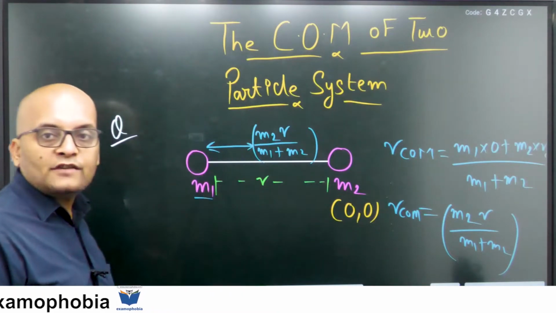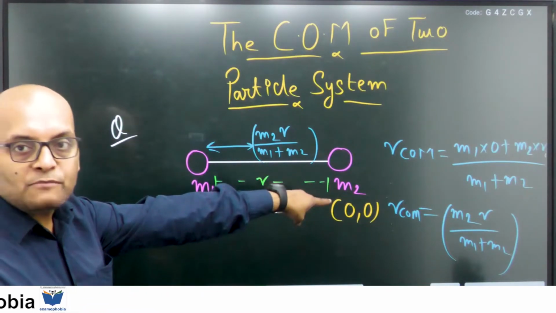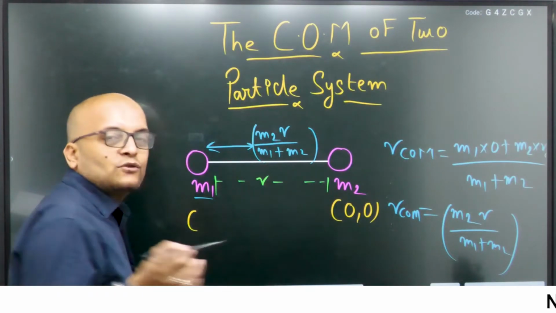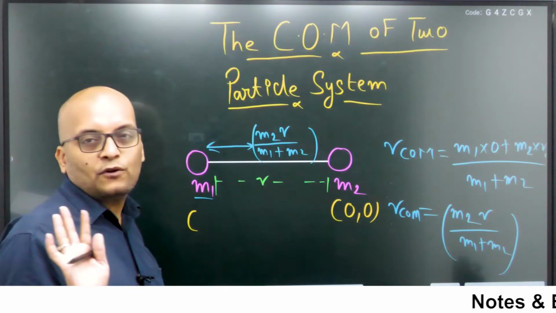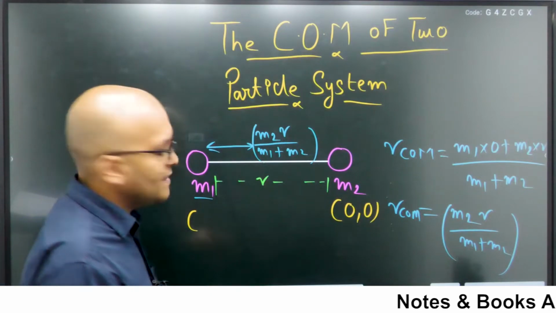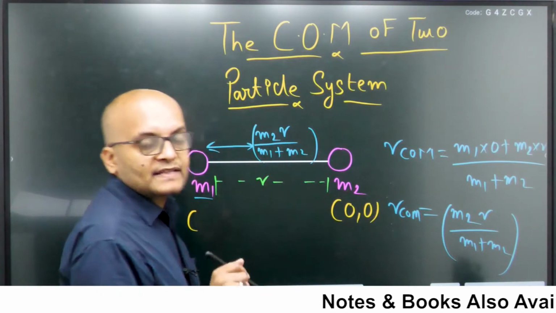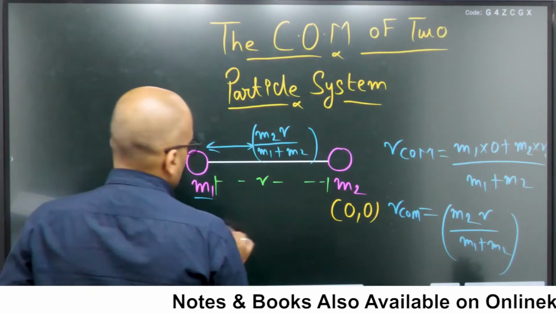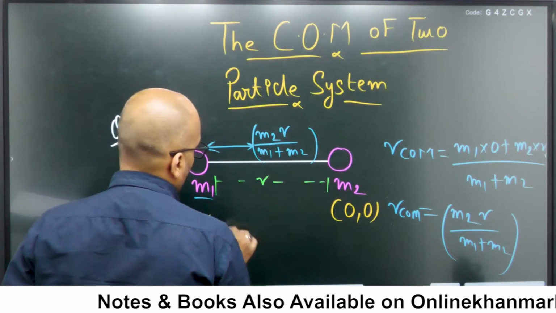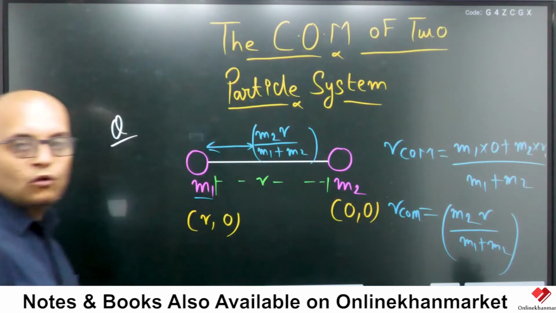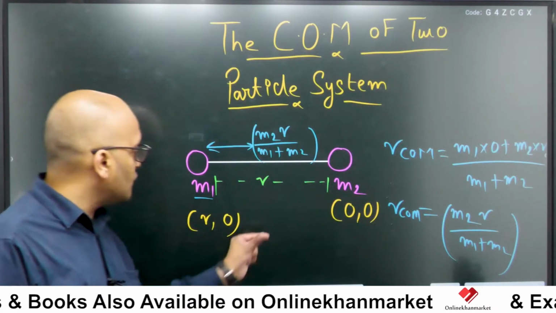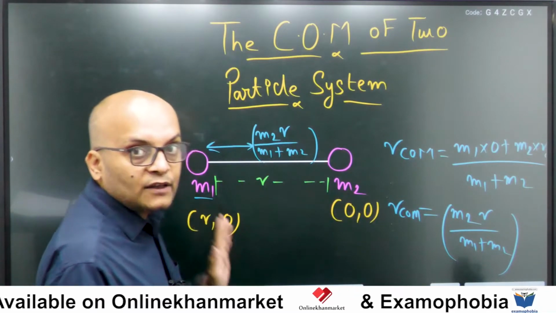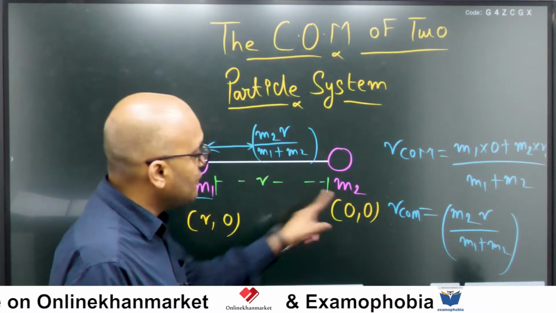So what will be the coordinates of m1 in respect to m2? Now see, don't take the direction sign. We are not concerned with the sign because we are dealing with coordinates. Okay, and sign in physics, as you all know, is used to represent the direction. Fine. So it will be r, 0. Now I want to calculate the coordinates of center of mass in reference to m2.